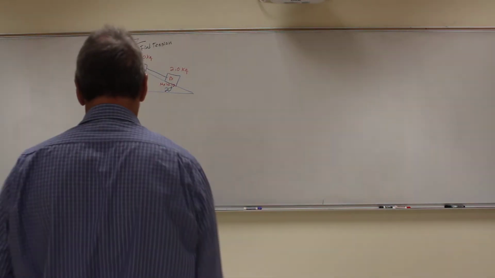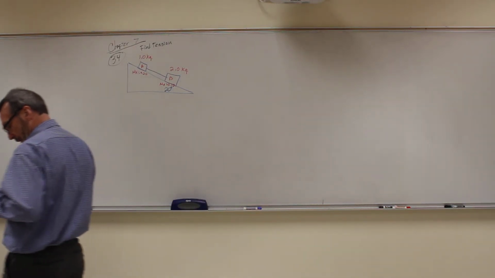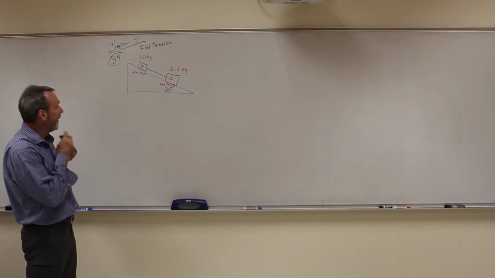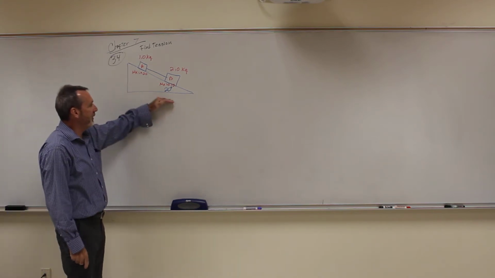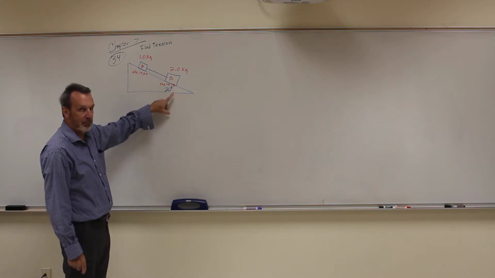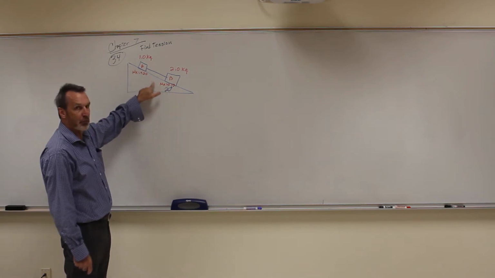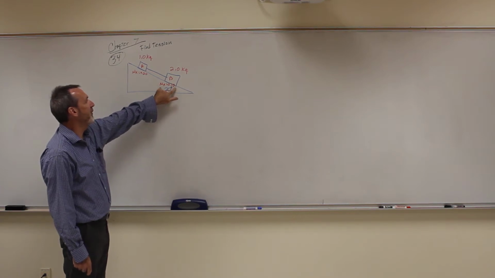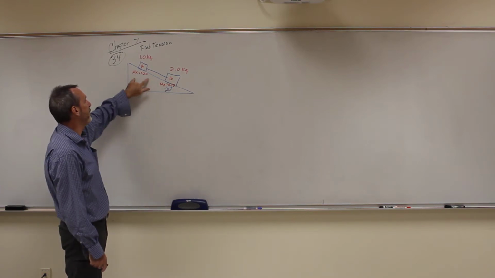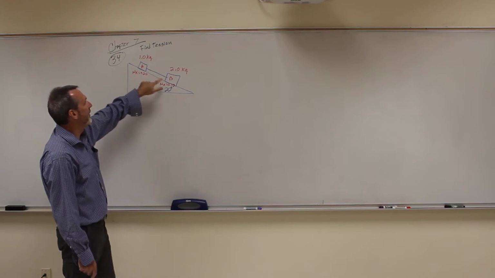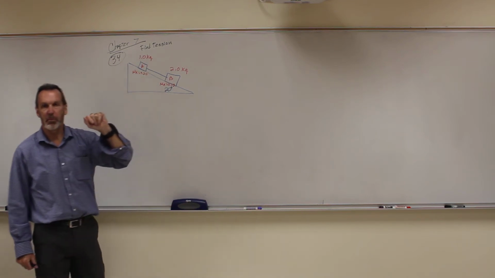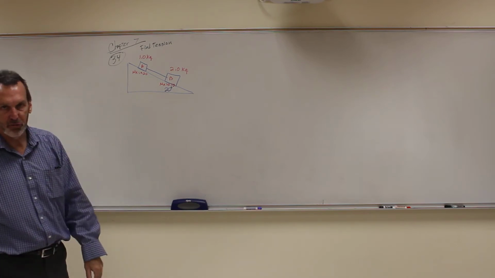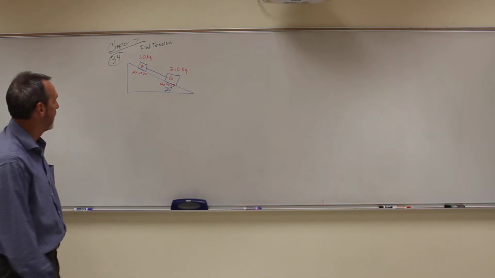All right, number 34. We have an inclined plane with two blocks, block A and block B. They're connected by a rope. The coefficient of friction here is 0.10 for block B and 0.20 for block A. Block B has twice the mass of block A. We want to figure out what the tension in the string is between the two.